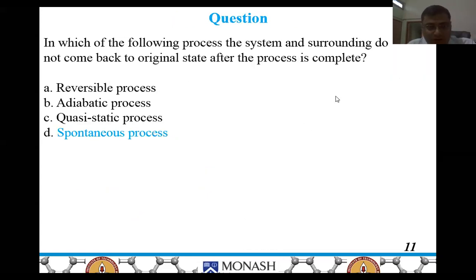Now a question. In which of the following processes do the system and surrounding not come back to their original state after the process is complete? It's not the reversible process, it's not the adiabatic process, it's not the quasi-static process, it's the spontaneous process. The correct answer is spontaneous process.